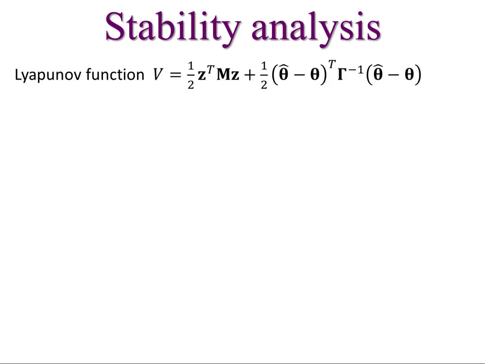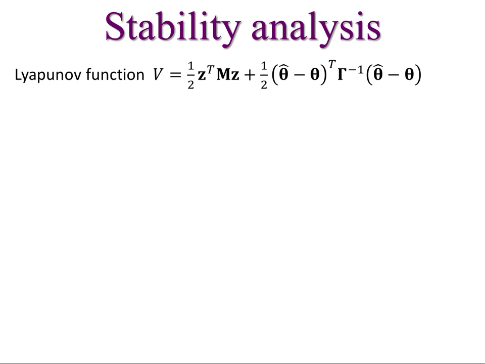Now, let's analyze the stability of the control system when adaptive control is applied to a multi-joint robot. First of all, the Lyapunov function V is defined in this way. The first term on the right-hand side represents the magnitude of the control error, since the inertia matrix M is a positive definite matrix and Z is the sum of the joint angle and the joint angular velocity errors.